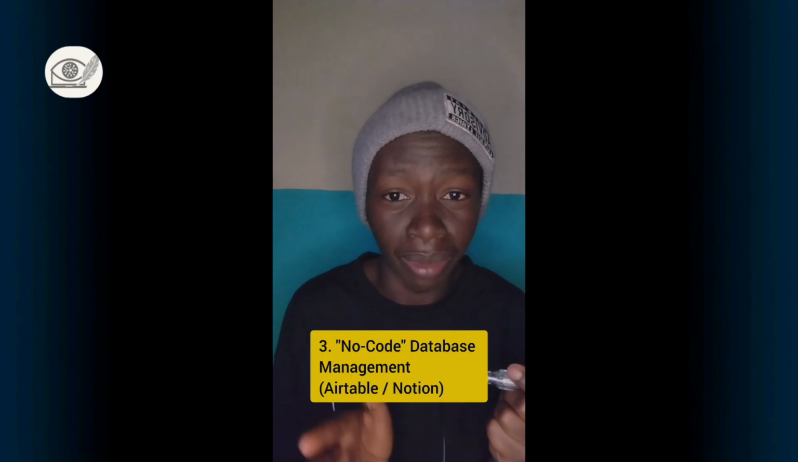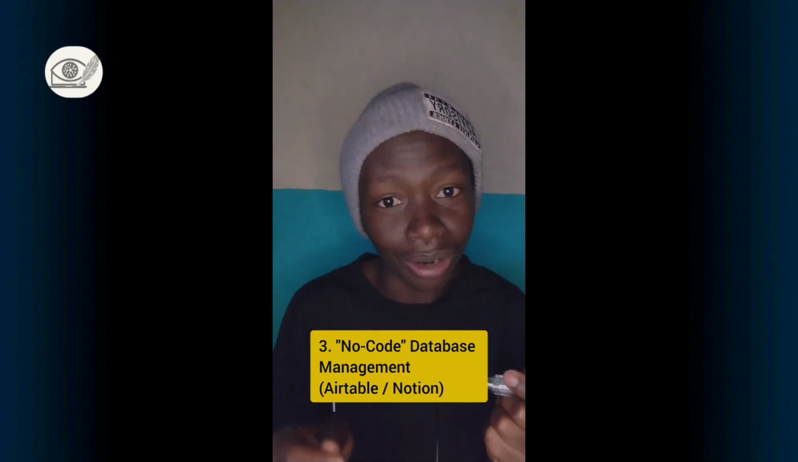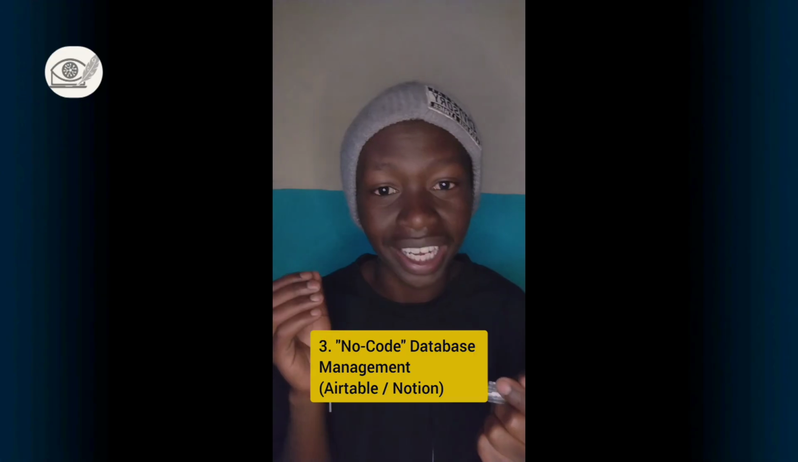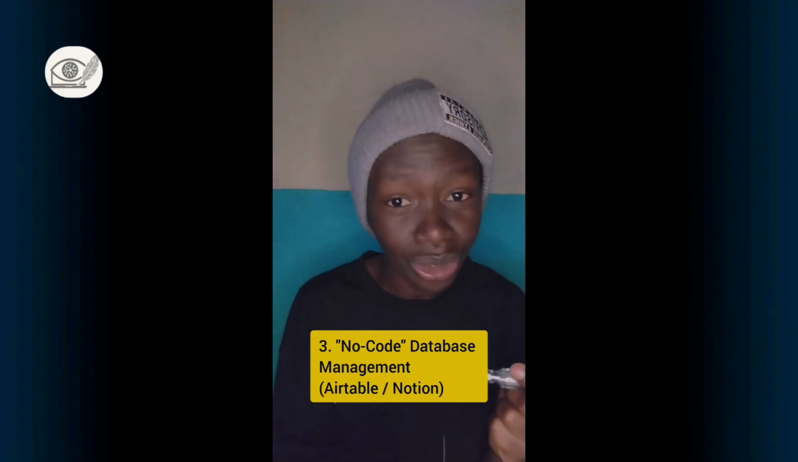Number three skill that you can learn is no-code database management by Notion or Airtable. Go figure out what Notion is, what Airtable is, and what is no-code database management in YouTube ama Google. Okay, hiyo sasa ni homework yako. The three skills that I've mentioned are entirely browser-based tools. So that laptop has the ability to do all that stuff.